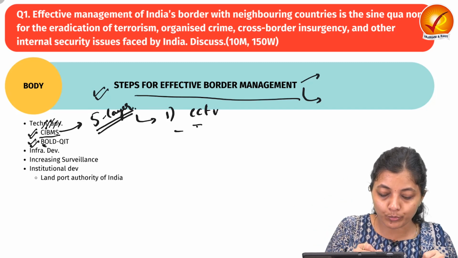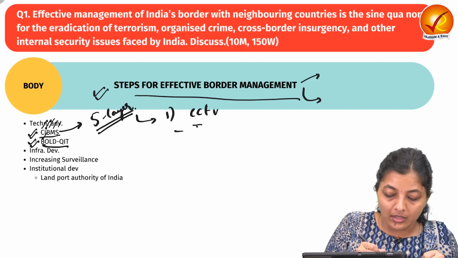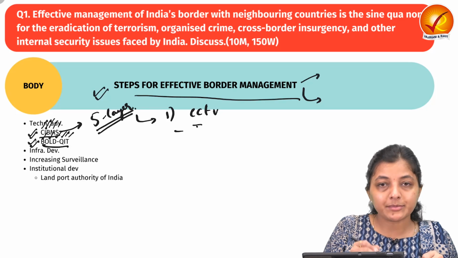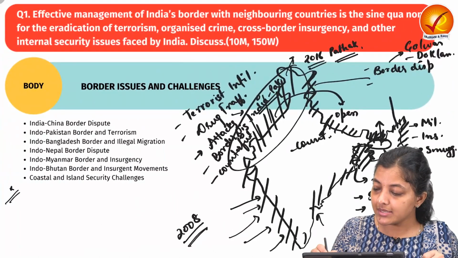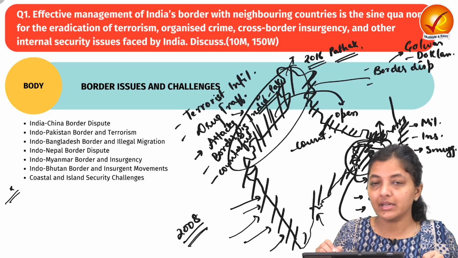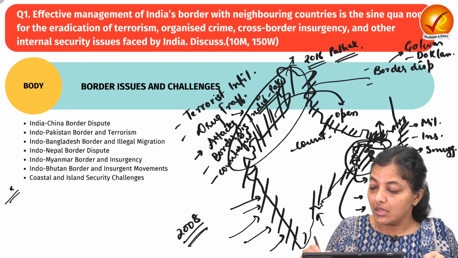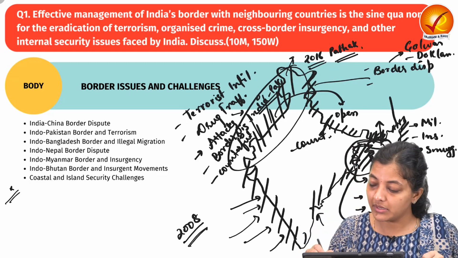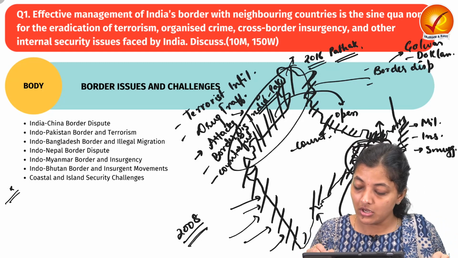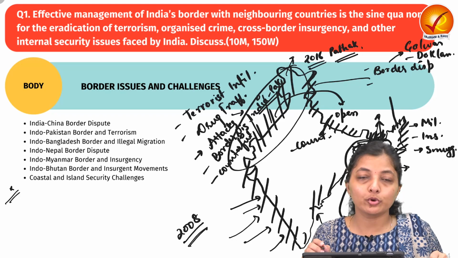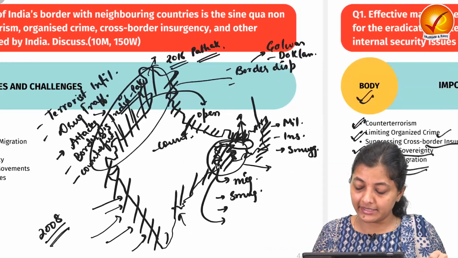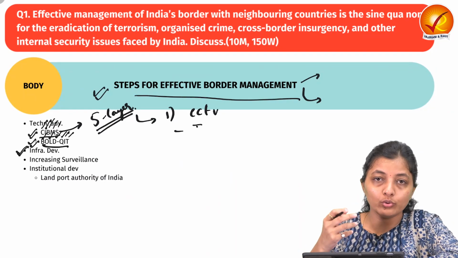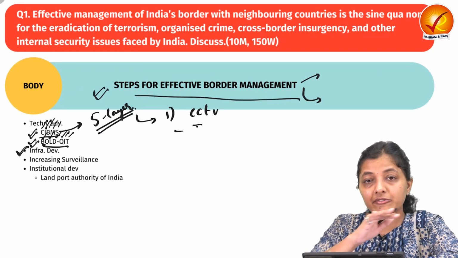The second is BOLD-QIT, Border Electronically Dominated QRT Interception Technique. It is being operationalized along the India-Bangladesh border. In this, different kinds of sensors are being installed along the riverine areas of Bangladesh, or along the Brahmaputra area and its territories.